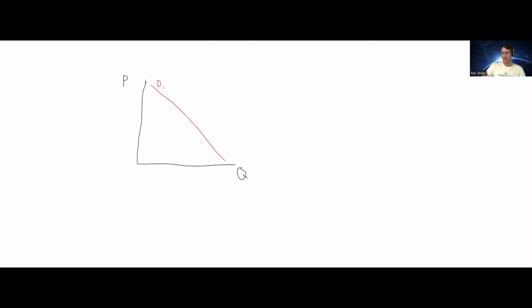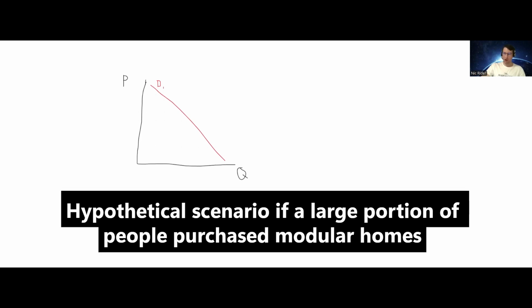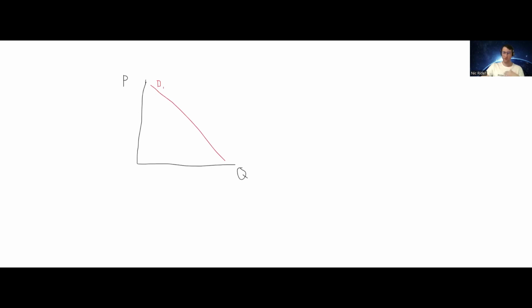And everyone starts going and buying modular houses as opposed to feeding into first home buyers, the typical building and construction costs, or trying to buy new builds that cost 800K, or trying to pay 1.2 mil or 1.4 mil just to get into the market. Say everyone starts going to modular based homes. What this then does is decrease the demand. So we go from D1 here to D2 here.